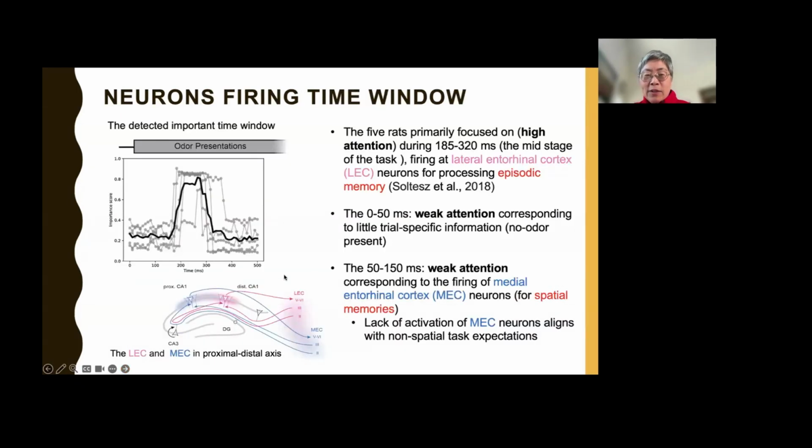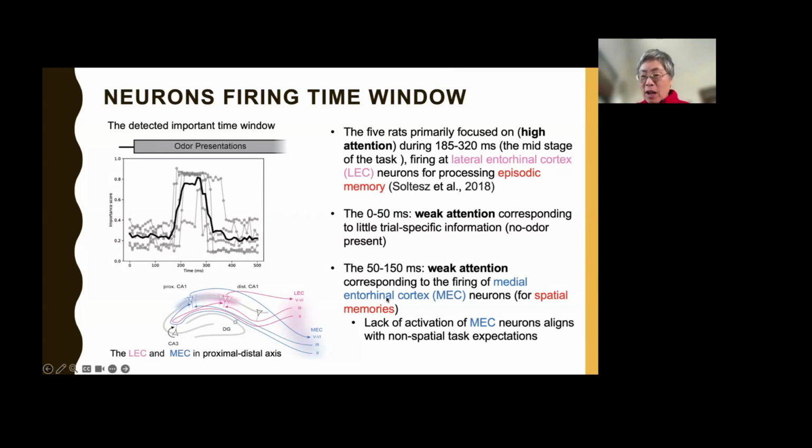The last one is also quite interesting. We also try to figure out in which time window rats really pay attention, through the neuronal activity. We noticed that this is from 0 to 500 milliseconds. It's a very small window, okay? They do this very fast. It's not like they take a long time trying to memorize it. Notice that the firing high attention window is between 185 to 320 milliseconds, the middle part. And very interestingly, in the beginning, it's a very weak attention. The reason is that during the early time, they just prepare. There's no odor release yet. Therefore, it's a very weak attention.